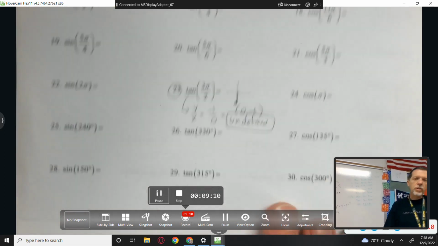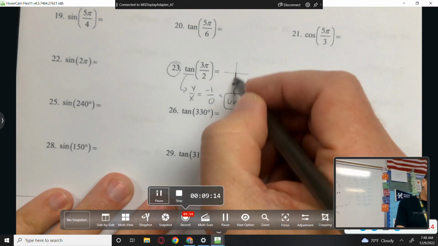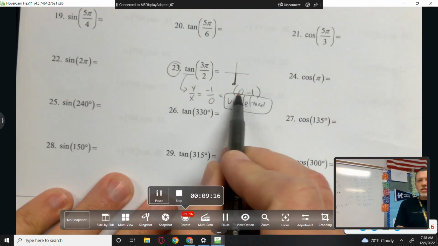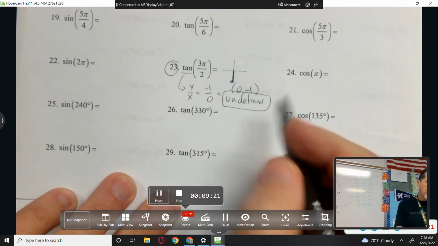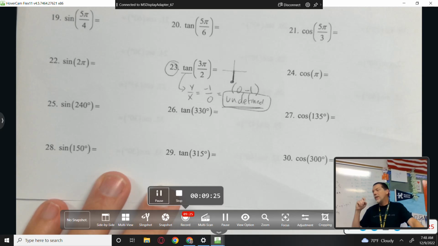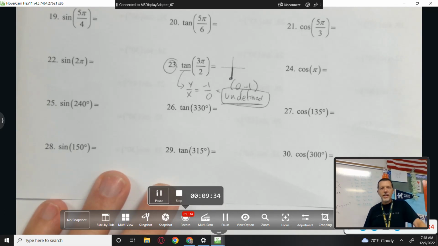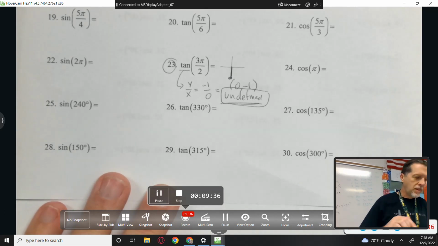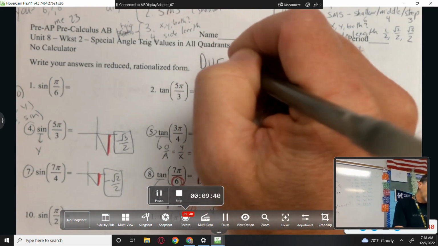And then we looked at 23. 3 pi over 2 is straight down, which is 0, negative 1. Tangent's y over x, but we get a 0 on the bottom. So, big picture here, if you're using one that has a ratio or that's flipped, undefined is a possible answer. If you get a 0 on the bottom, that doesn't work. It's undefined.